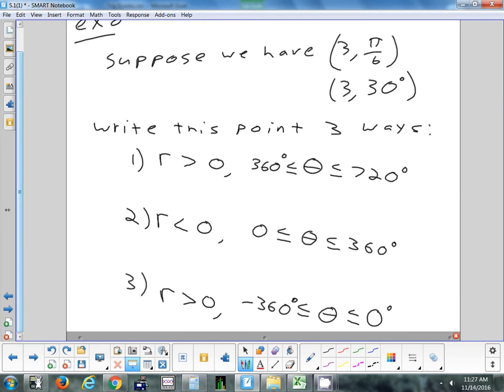Okay, and they could write this kind of problem different ways. They could say positive radius, clockwise movement. Okay, if they wrote clockwise movement, you would know that means it's a negative angle. If they said counterclockwise movement, you would know they're looking for a positive angle. Okay, so take a second, a minute, see if you can figure out 3 different ways to write that point. You don't have to do it in radians. You can do it in degrees.